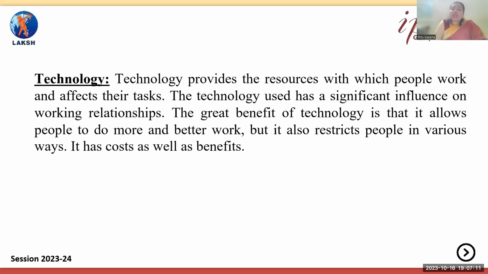Next, we are going to discuss technology. Technology provides the resources within which people work and affect their task. The technology used has a significant influence on working relationships. The great benefit of technology is that it allows people to do more and better work. Technology always supports and makes our work easier, but it also restricts people in various ways. It has cost as well as benefit. Technology has pros and cons. It has benefits, and it has disadvantages also.